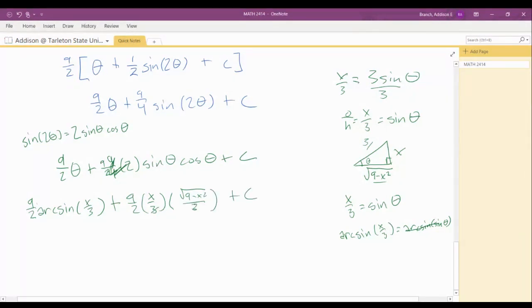We can go ahead and cancel these 3's out with the 9 to where we get 9/2 arc sine of x over 3 plus 1/2 x square root of 9 minus x squared plus c.